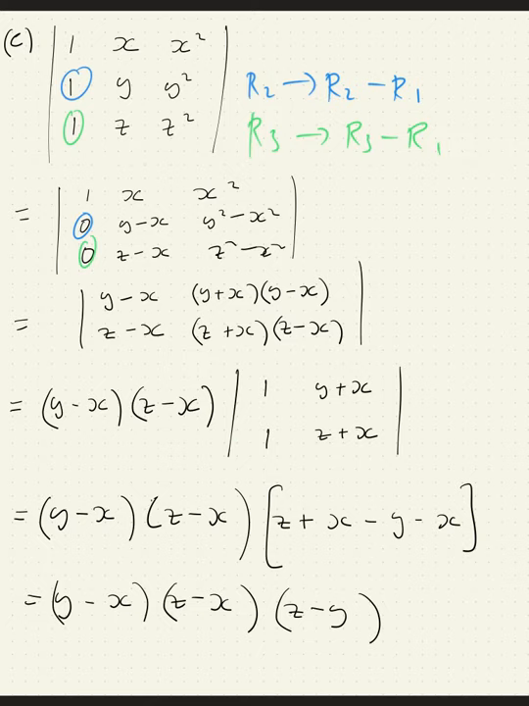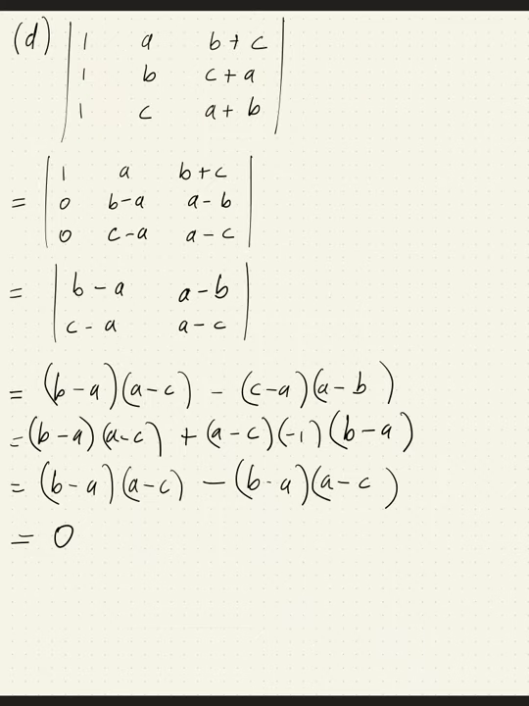So finally, I calculate this 2 by 2 determinant. It's 1 times z plus x, which is z plus x, minus 1 times y plus x, which gives me minus y minus x. So that plus and minus x cancel, and I'm left with z minus y. So my final factorized determinant is y minus x times z minus x times z minus y.